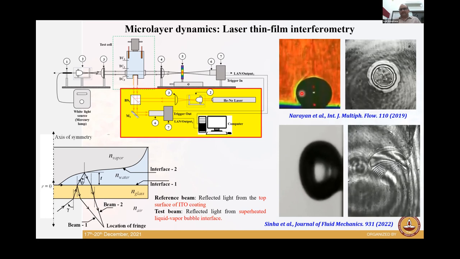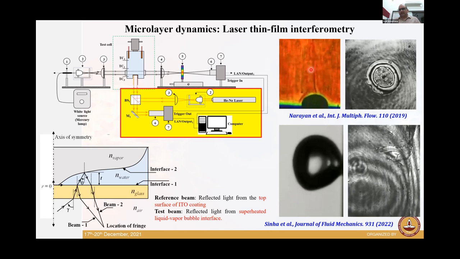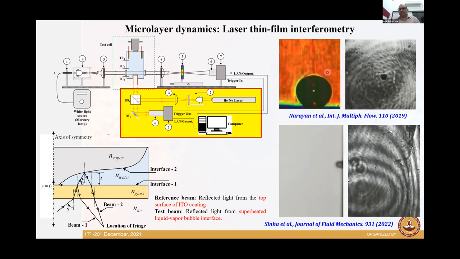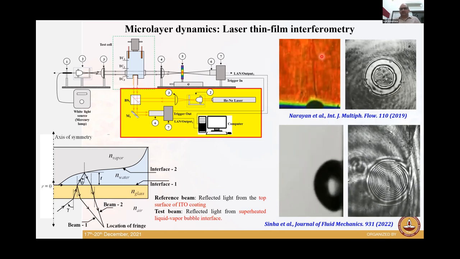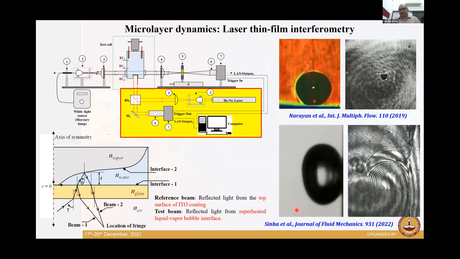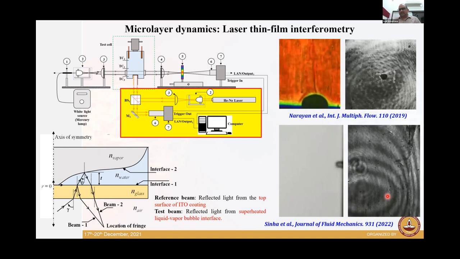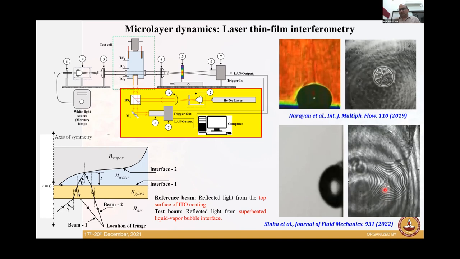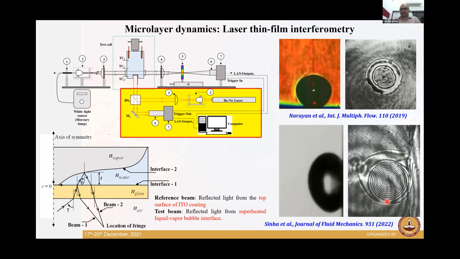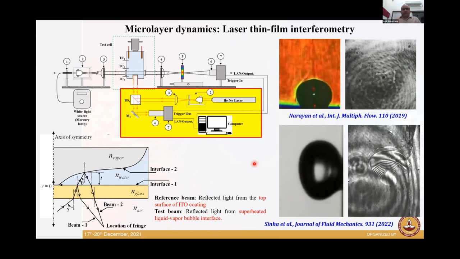The bulk fluid in pool boiling, you don't have much bulk fluid movement, but here it is forced convection, an upward flow. So even for the microlayer, you can see the transients that the microlayer goes through as it interacts with the bulk fluid.